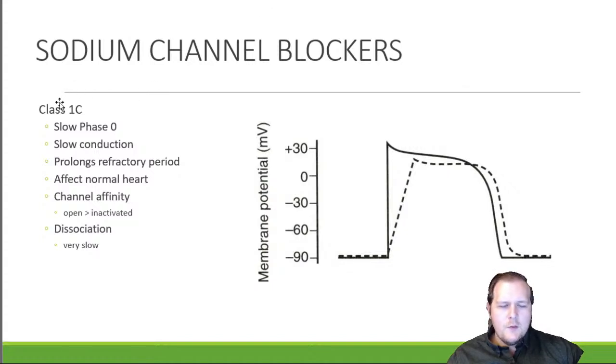So what are these drugs? They actually work pretty similar to the class 1A antiarrhythmics. They slow down phase 0. They're working on those open channels, but with very, very slow dissociation. So you can see here this depolarization rate is much slower than what you would see with even a 1A antiarrhythmic. Again, it's going to be affecting normal heart tissue just like the 1As do.